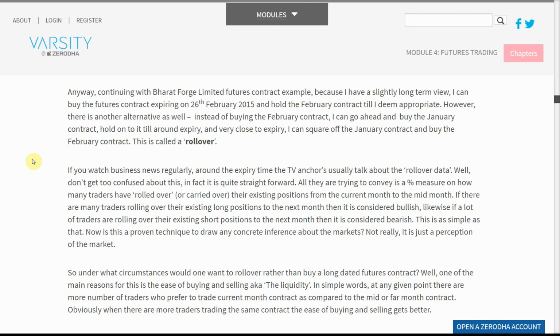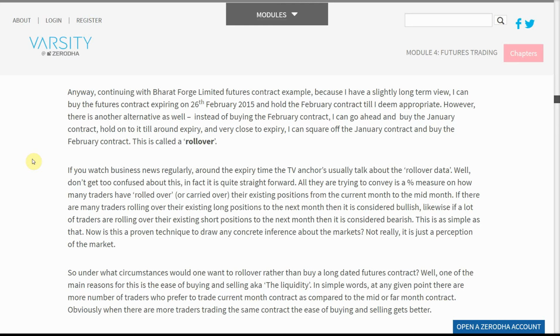However, there is another alternative as well. Instead of buying the February contract, I can go ahead and buy the January contract, hold on to it till around expiry, and very close to expiry, I can square off the January contract and buy the February contract. This is called a rollover. If you watch business news regularly, around the expiry time the TV anchors usually talk about the rollover data. Well, don't get too confused about this. In fact, it is quite straightforward.